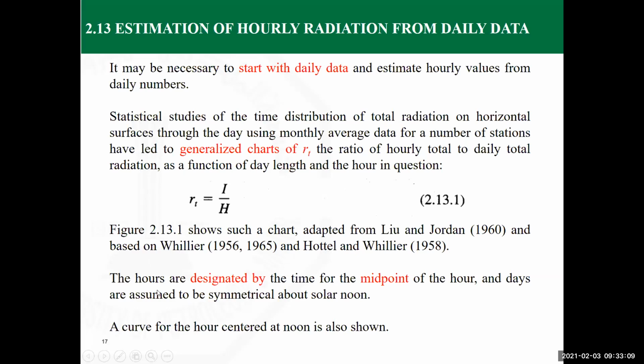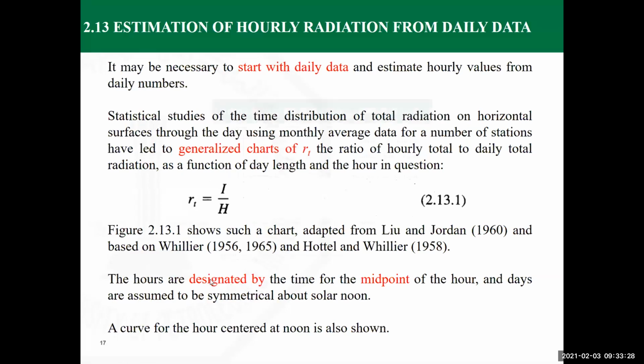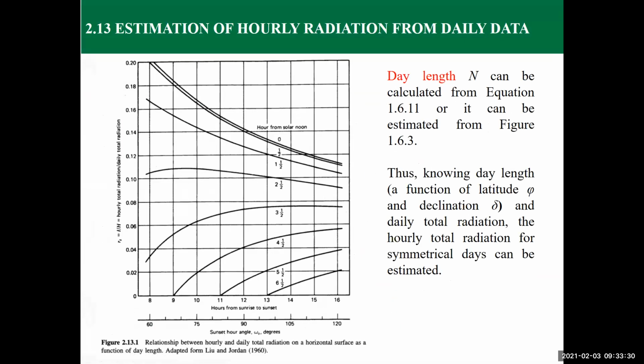The hours are designated by time for the midpoint of the hour, and the days are assumed to be symmetrical over the solar noon, which means that solar noon would be there, and 1 hour before the solar noon and 1 hour after the solar noon, they will be identical. So there's some sort of a symmetry over 12 o'clock or 12 noon. And the figure is being given here.